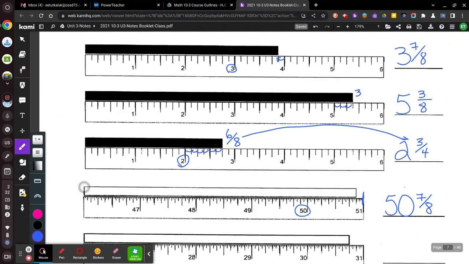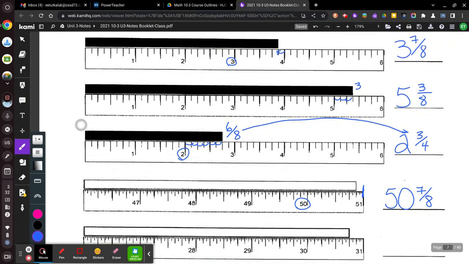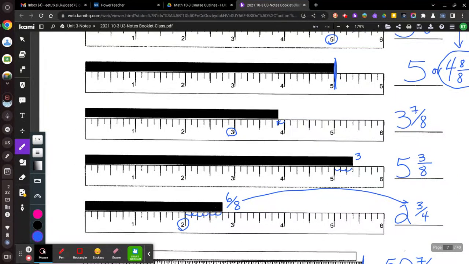Oh, it stopped showing you, did it? Okay, I will recast. Just give me a sec here.